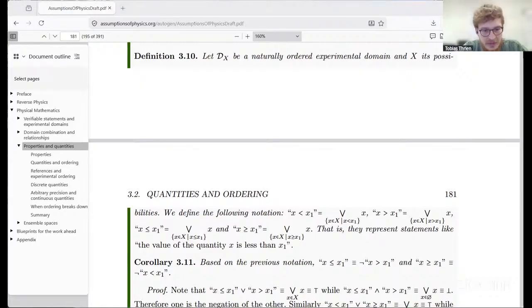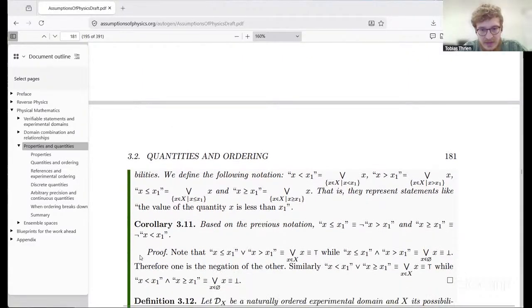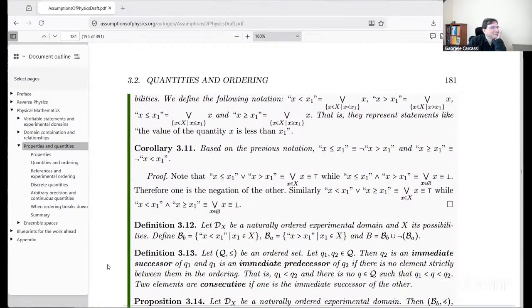Then we have a corollary. Based on the previous notation, less or equal is the negation of greater, and bigger or equal is the negation of smaller. The proof is just basic order theory for both of them.